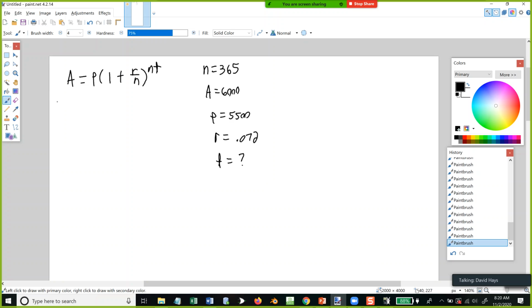So I'll put in everything that's given. 6,000 equals 5,500 times (1 plus r, 0.072, divided by 365) raised to the nt power, so I got 365t. Now this is an exponential equation because we have a variable in the exponent. And if you remember, our test for solving an exponential equation says get the part with the variable in the exponent by itself on one side. It's not quite by itself. We have 5,500 in front of it, so we'll divide both sides by 5,500.